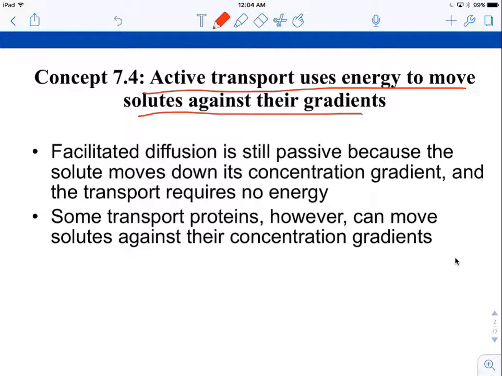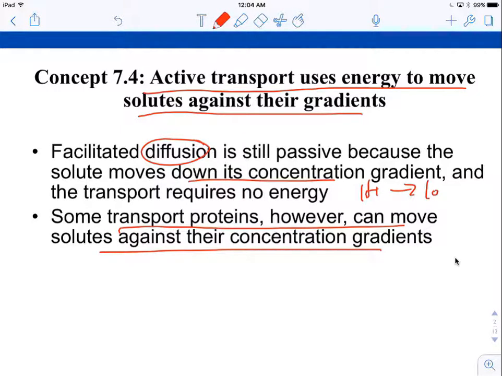So again, diffusion is passive because everything is going down its concentration gradient, from high to low, okay? Other transport proteins move solutes against the concentration gradient, or up the gradient, so from an area of lower concentration to an area of higher concentration. And because this is moving against the normal flow of things, it requires energy.